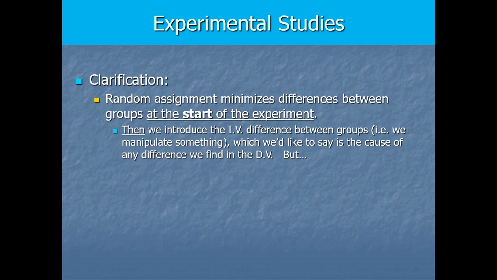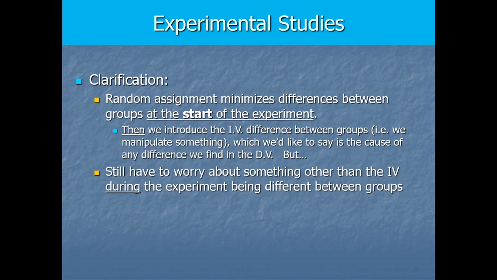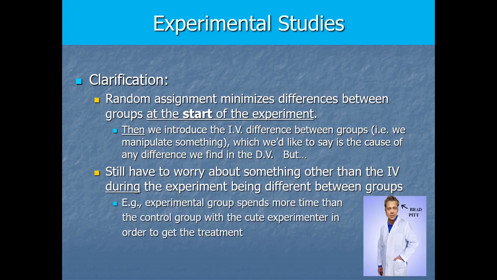But if we're only starting the groups the same, we still have to avoid something else, some other variable other than the IV, becoming different between the groups during our experiment. In other words, we need to make sure we don't introduce other differences during the experiment itself, since those could then be an explanation for our results at the end, rather than the independent variable. Just for example, if the experimental group is spending more face-to-face time with the cute experimenter in order to get their treatment, it might be that additional time with that hottie is what causes any differences in the DV, rather than the actual treatment itself.